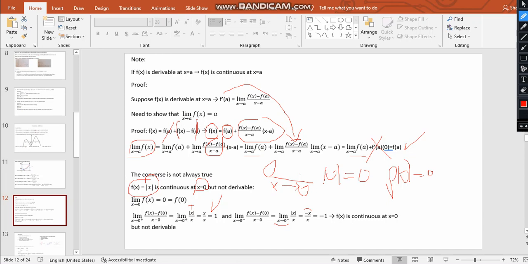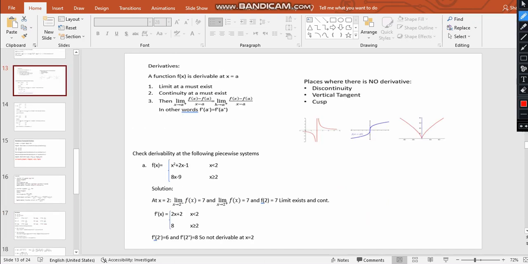So that's why if a function is derivable, it is continuous. But if it is continuous, it need not be derivable at the same time. So for derivable at x equal to a, the limit must exist, continuity must exist, and the limit to the left must be equal to the limit to the right of the derivative. In other words, we can say f prime of a minus equals f prime of a plus.